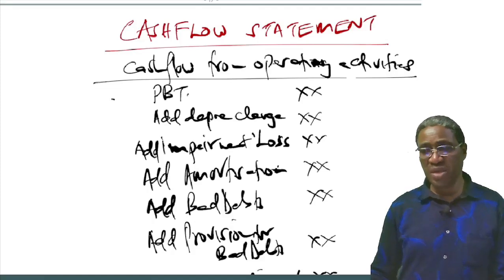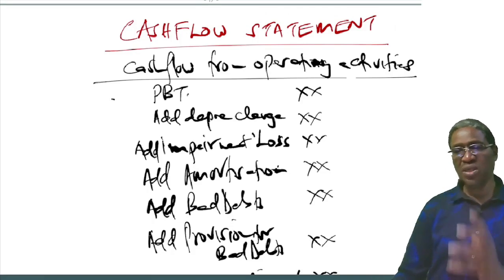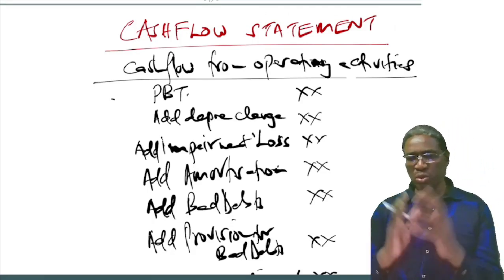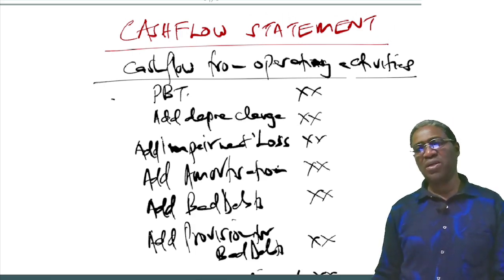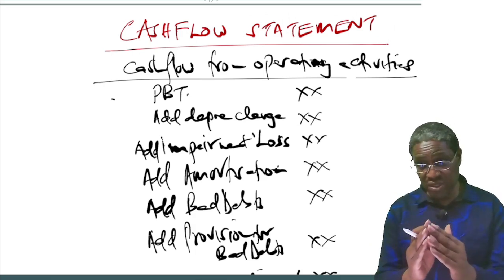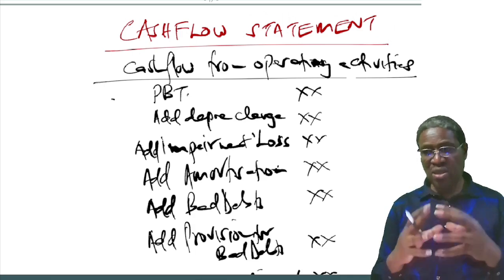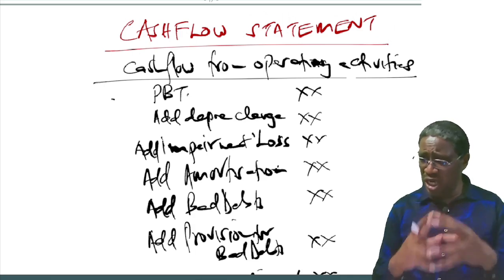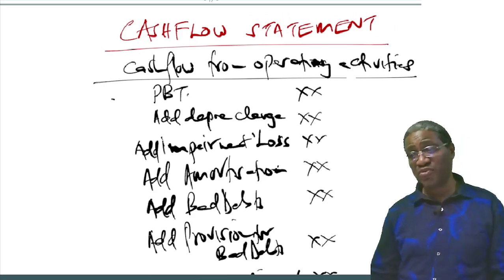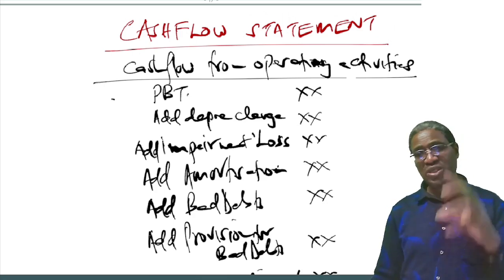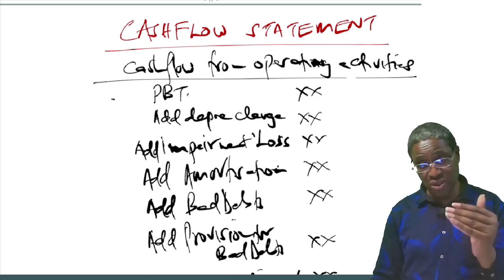Okay, so let me remind you what we said last time concerning this topic. We were looking at how a company would normally prepare their cash flow statement. And we had said, whenever a company is required to prepare a cash flow statement, they have to classify their cash flows into 3 categories.